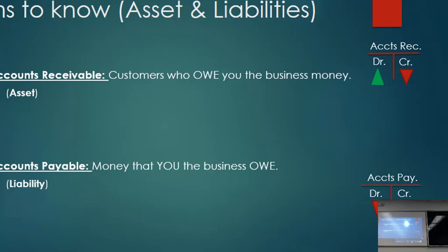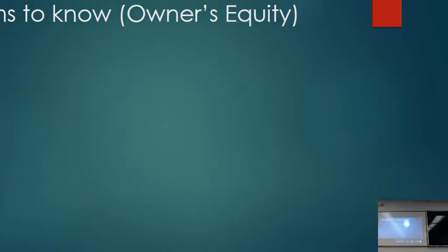Now, if the transaction just says that you bought equipment on account or bought supplies on account, that means you, the business owner, bought something that you owe. Go ahead and go to the next slide, please.